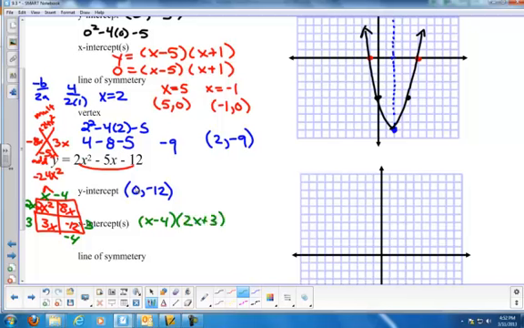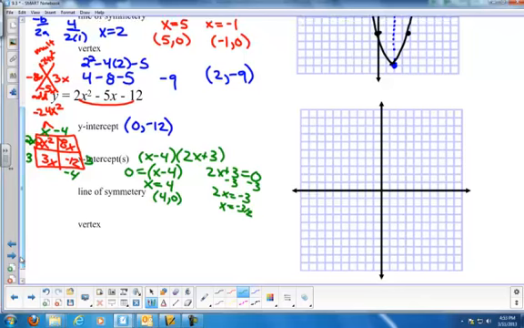So for your x-intercepts, you want to know when 0 equals x minus 4. And then you also want to know when 0 equals 2x plus 3. So the first solution is 4. That means your ordered pair 4, 0 is one of your x-intercepts. And your second one, you would have to subtract 3 and then divide by 2. So your second ordered pair would be negative 3/2, 0.